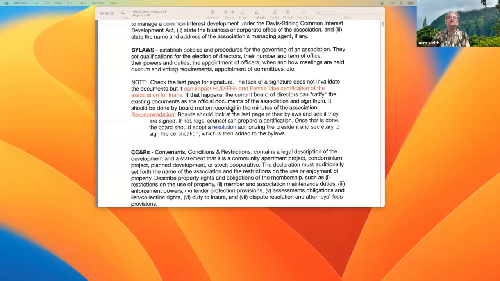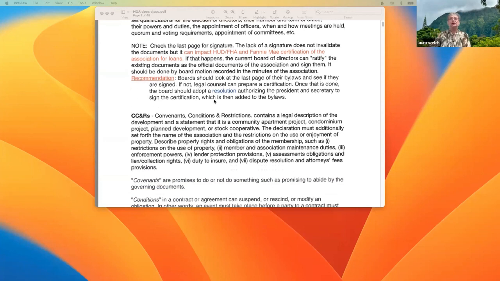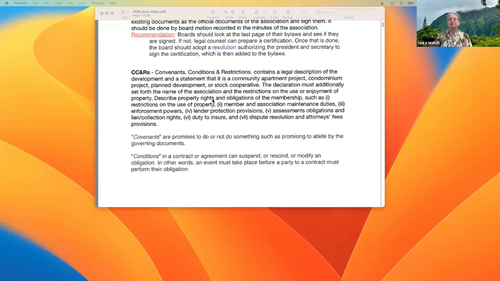Okay, the next one, covenants, conditions, and restrictions. Now on this, we're going back to Real Estate 101, Real Estate Practices and Principles. You guys should remember this. What is a covenant and what is a condition? These contain, as it says here, the legal description of the development. It also sets forth the name of the association and restrictions. It has the major restrictions and describes the property rights for the owners and the obligations that come with buying a property into this HOA.